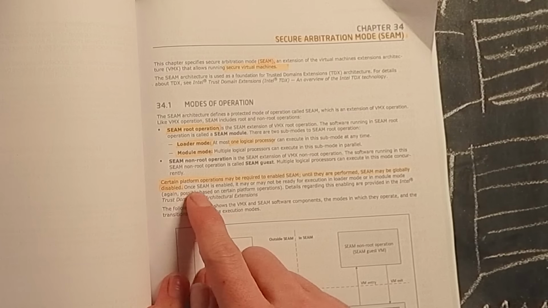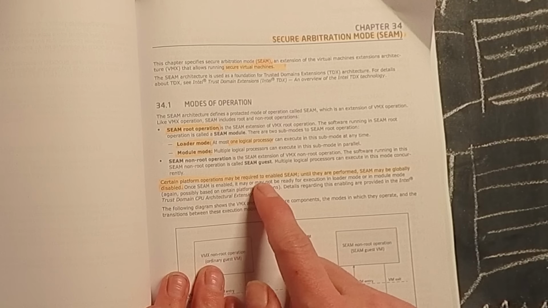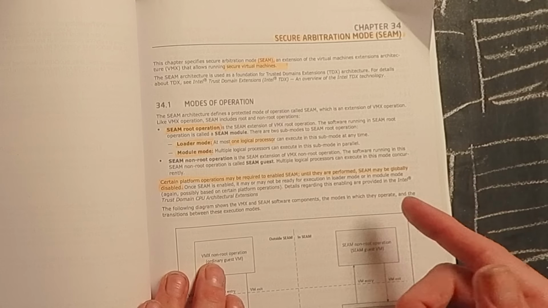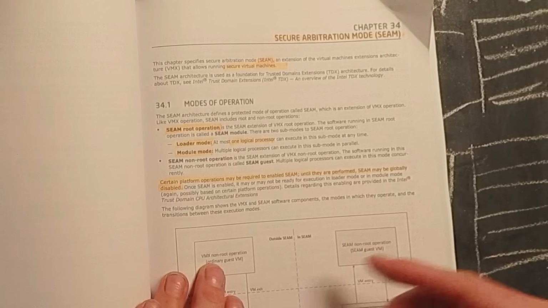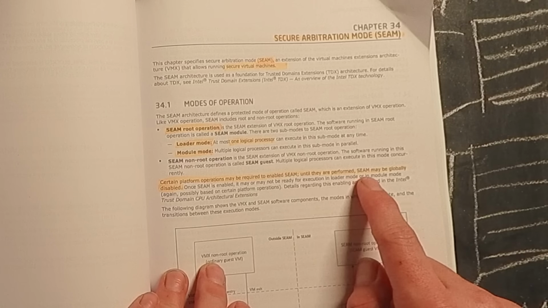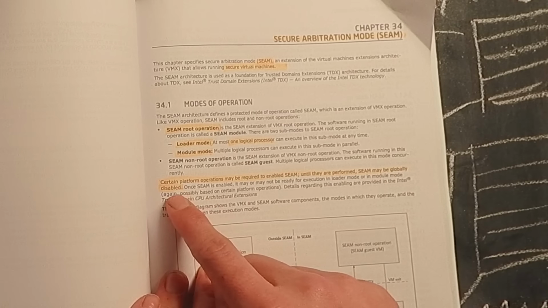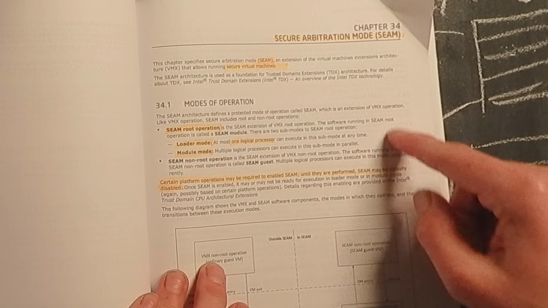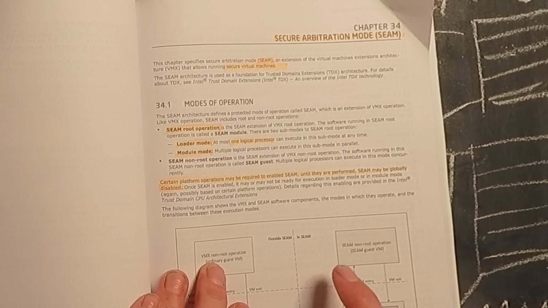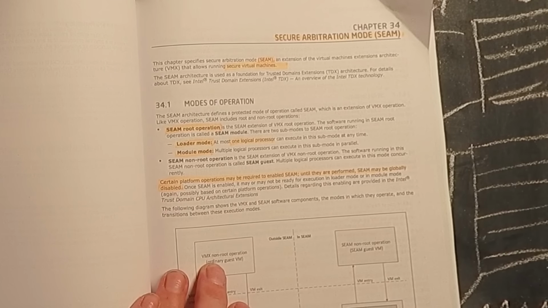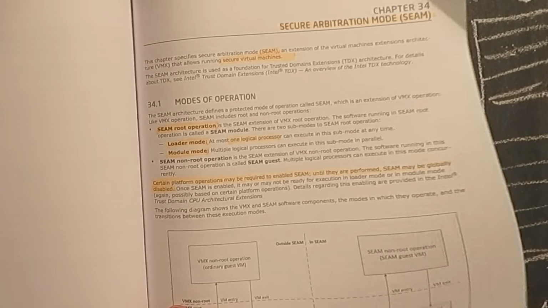And it says here certain platform operations may be required to enable SEAM. So it doesn't say how it's enabled, only that certain platform operations are required. And until they are performed, SEAM may be globally disabled. That's also an interesting choice of words, because Intel is very specific with what kind of words they choose, and "may be globally disabled" sounds to me like it might also always be enabled, no matter what you do.